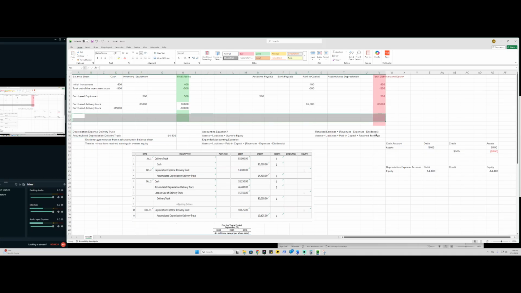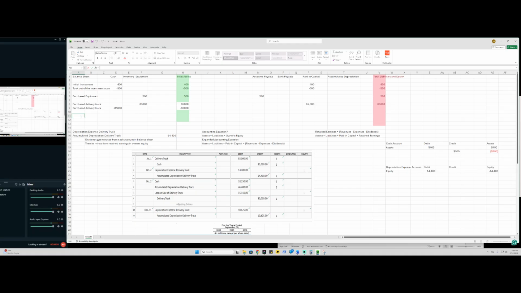You can write this in as a journal entry, obviously, and the depreciation expense of the specific asset itself, and then the accumulated depreciation. I suppose we can do that. But the thing is, the dividends actually get subtracted from the cash account. So I'm not exactly sure how you would do it.